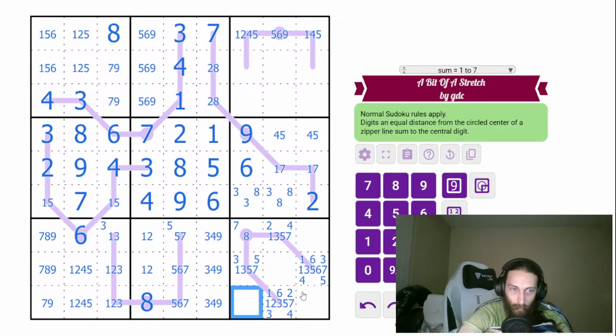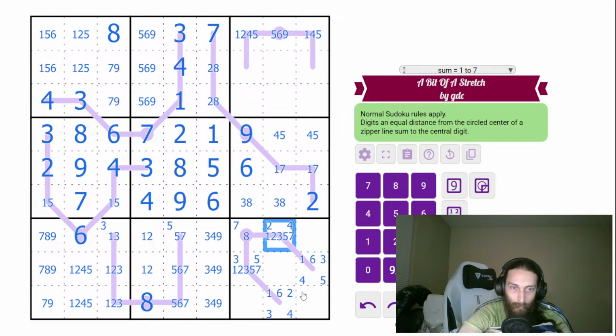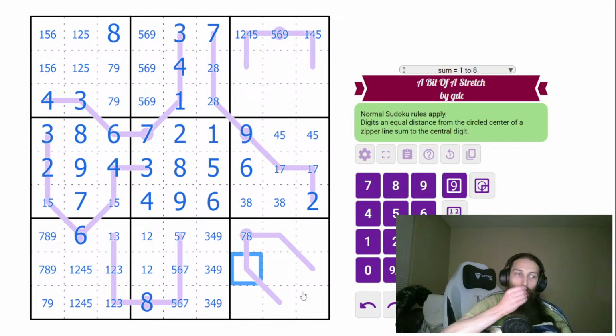This feels like too many numbers. It is. It's just making it messy. How else can we do this?